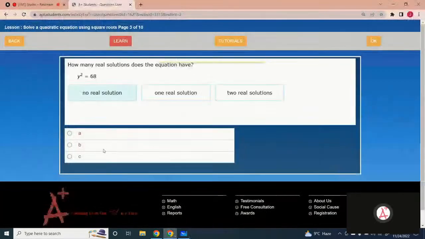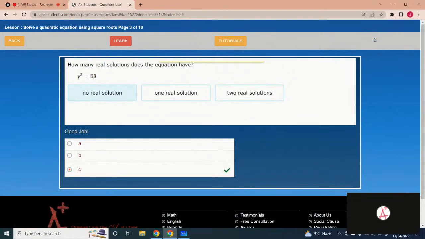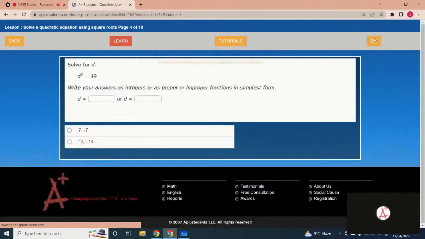Just select the correct option and click on the option number. C is the correct one. The equation has two real solutions. Just select the correct option and click on the OK button. Got it? Okay, solve for D.